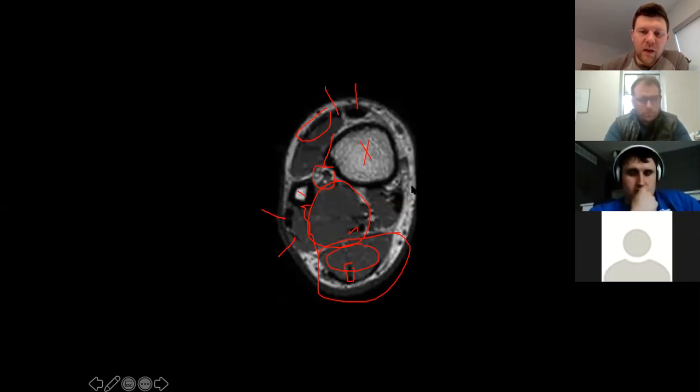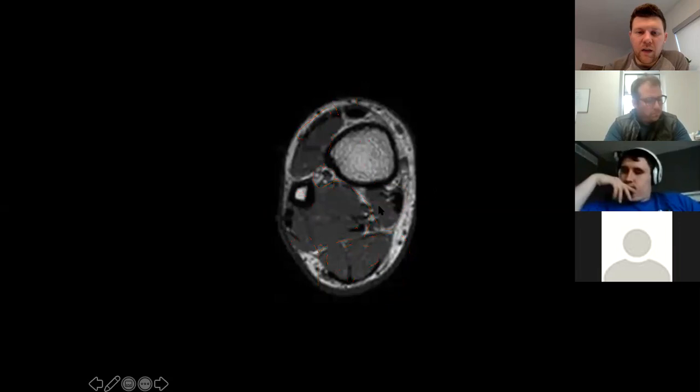Good. And then you can't really discern right now, but what two muscles and tendons would be in here? Should be the tib post and the FDL. Good. And then right in here, you can see the neurovascular bundle. Okay. Who wants to take the next slice here?